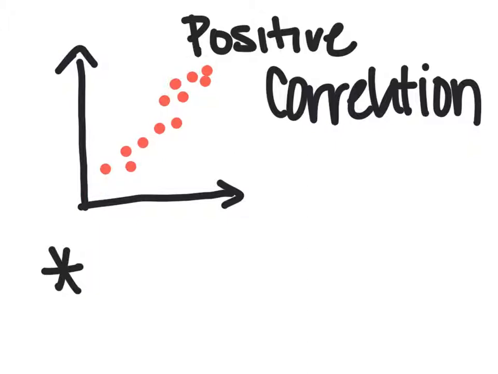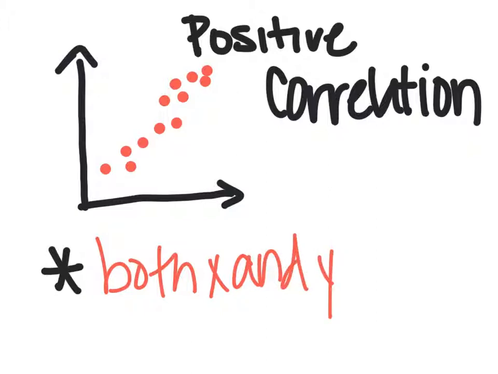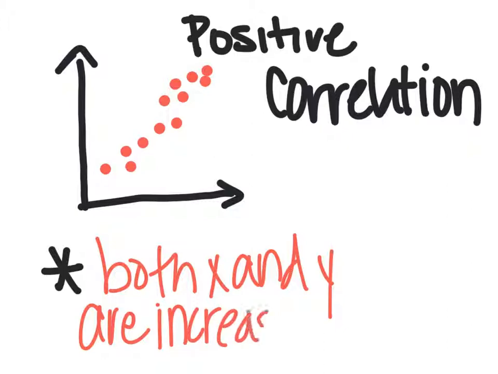And it's important to remember that anything with positive correlation is positive because both x and y are increasing. So as one gets bigger, the other one is getting bigger as well. So that's where positive correlation comes from.